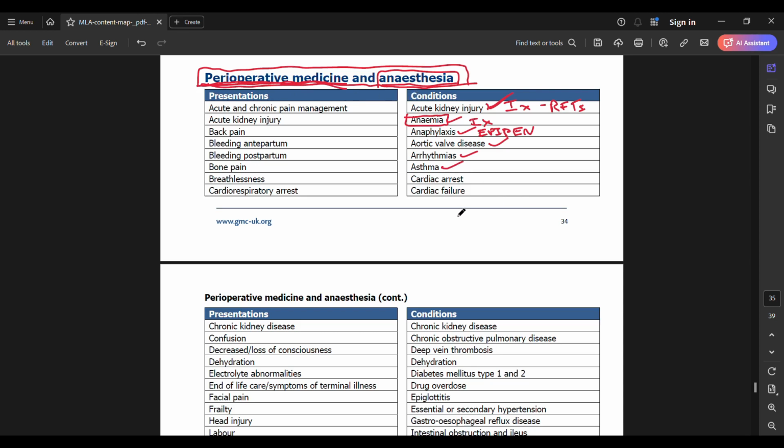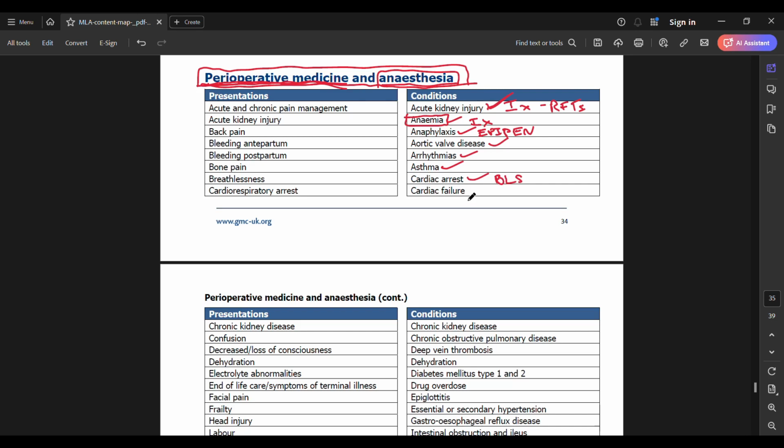Next, we have asthma. Asthma is important because the patient may have exacerbation of their asthma. Okay, know the drugs for asthma. In particular in these cases, it may just be an exacerbation of their asthma. Next, we have cardiac arrest. This is very important. Know BLS. Okay, really know BLS well.